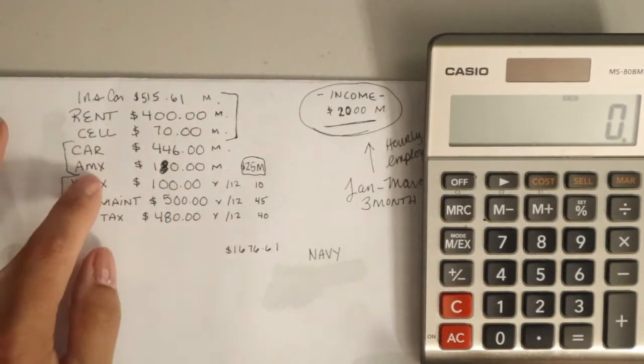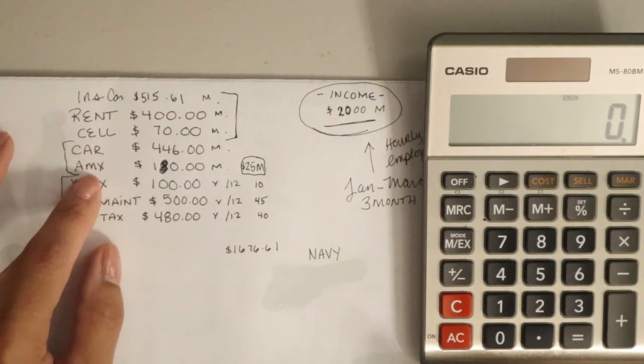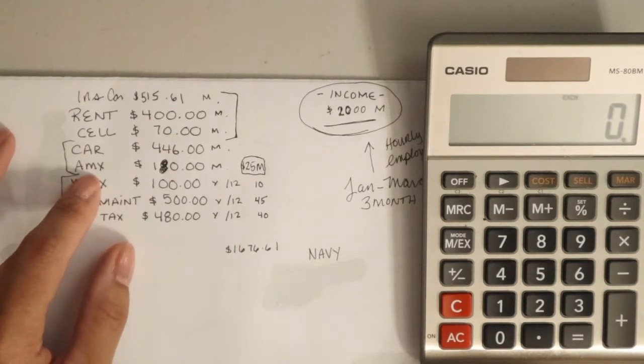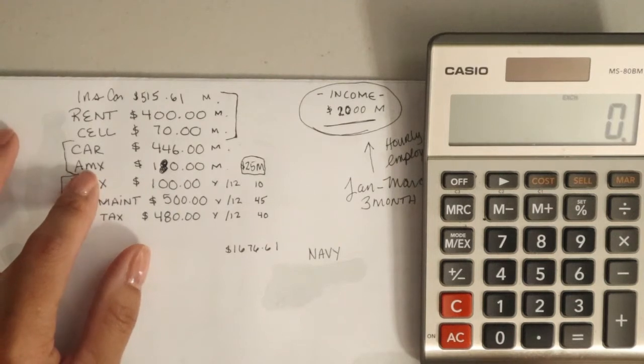So that will bring this down at least in 2 years. If he wants to throw more, he can. It's up to him on how fast he wants to get out of debt. Because don't forget, our debt-free journey is based on how fast you want to get away from your debt, right?